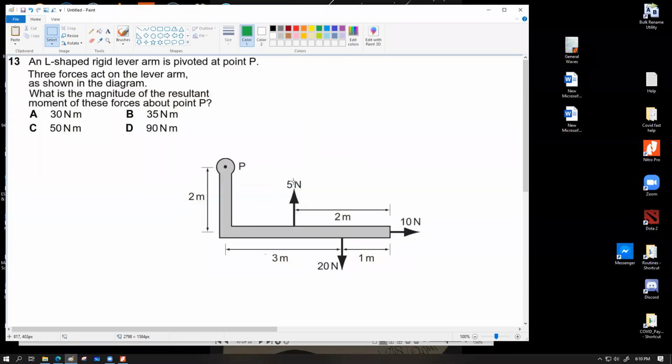So let's say I'm going to first calculate the moment of the 5 Newton force. This 5 Newton force is working over here. From this point, I cannot draw perpendicular lines over here. So for convenience, let's say I'm going to extend this line in this direction, vertical force. So this is the line of action for the force. This is not the perpendicular distance. The perpendicular distance is, let's say, this one. This is the perpendicular distance.